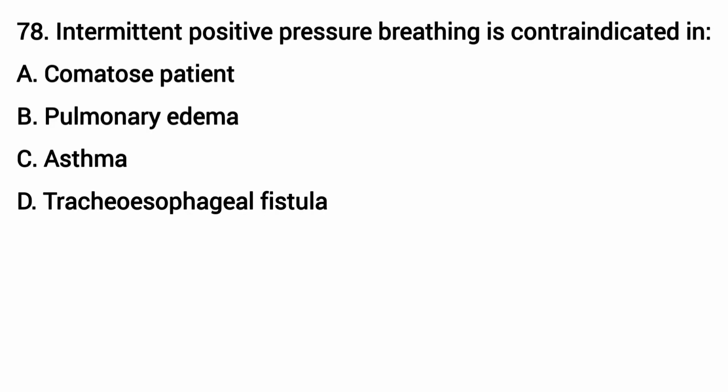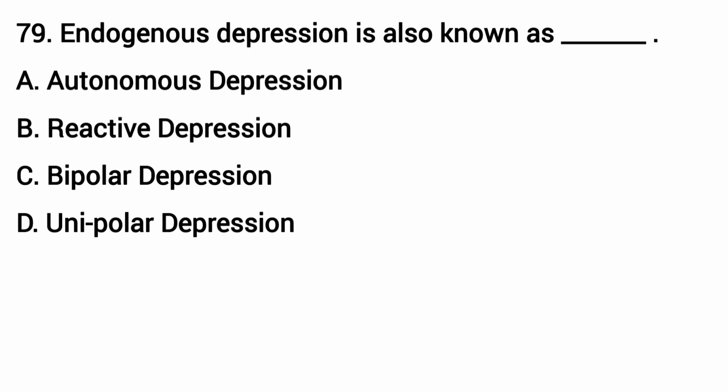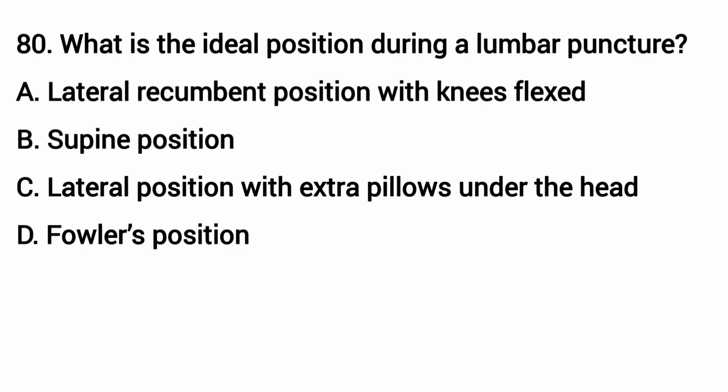The intermittent positive pressure breathing is contraindicated in. The answer is D. Tracheoesophageal fistula. Endogenous depression is also known as. The answer is A. Autonomous depression. What is the ideal position during a lumbar puncture? The answer is A.